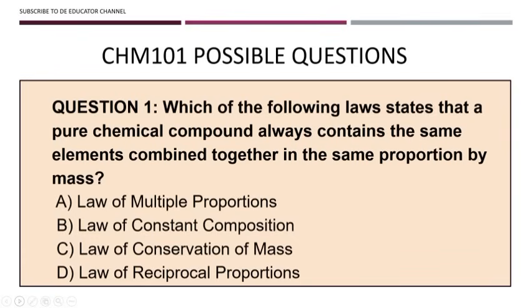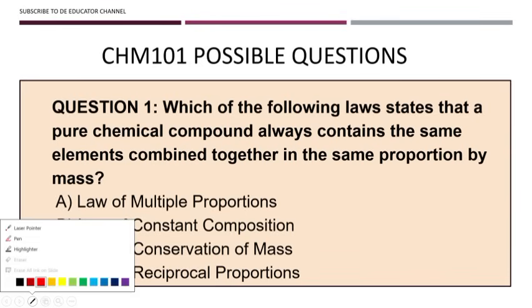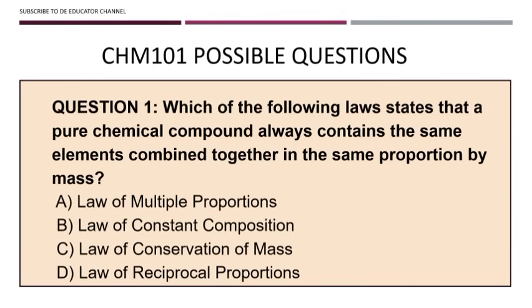Question 1. Which of the following laws states that a pure chemical compound always contains the same elements combined together in the same proportion by mass? Once you see this kind of question, the first thing that you will see when you look at atom and molecule material is the laws, the combination laws, how atoms and molecules combine together. There are laws that guide them. They are not just combining like that.